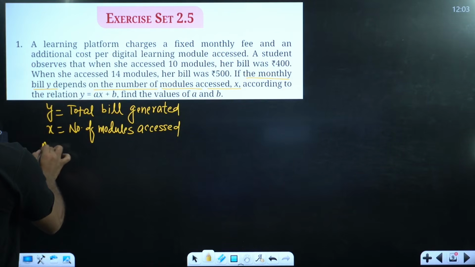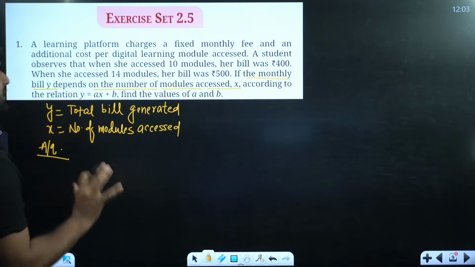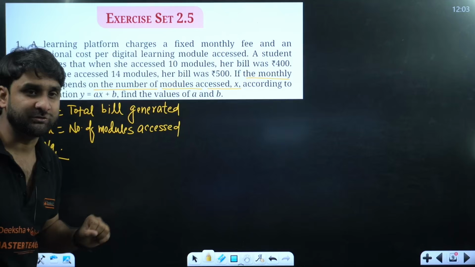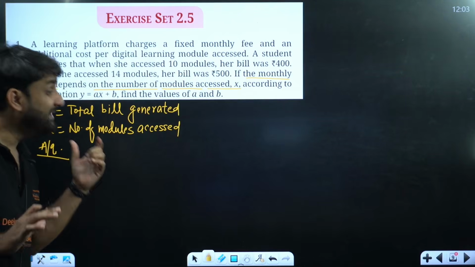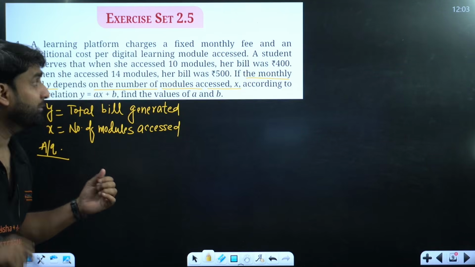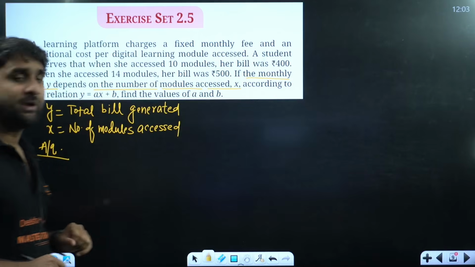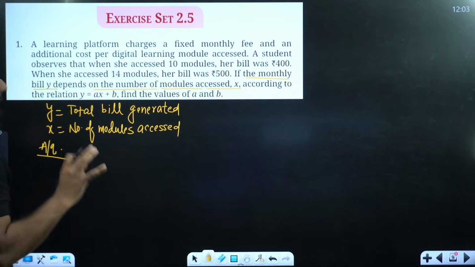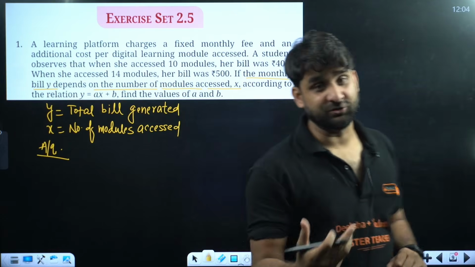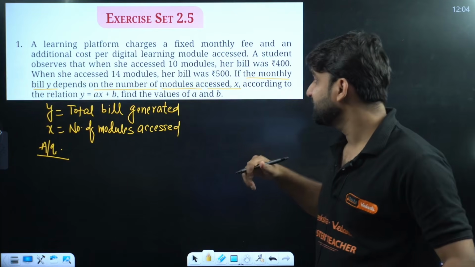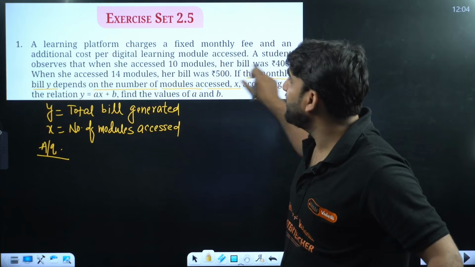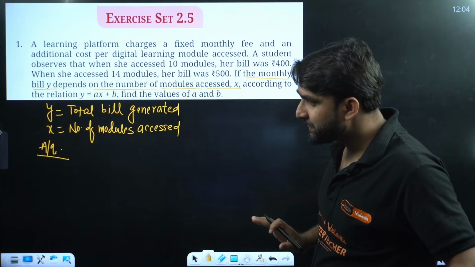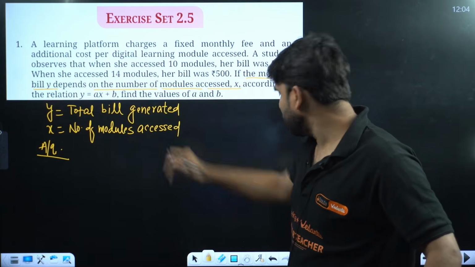Now according to the question, read very carefully. A student observes that when she accessed 10 modules, her bill was rupees 400. So the total bill was 400. And there is a fixed charge also, but we don't know the fixed charges.